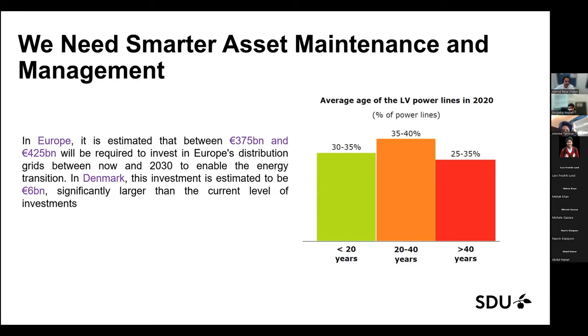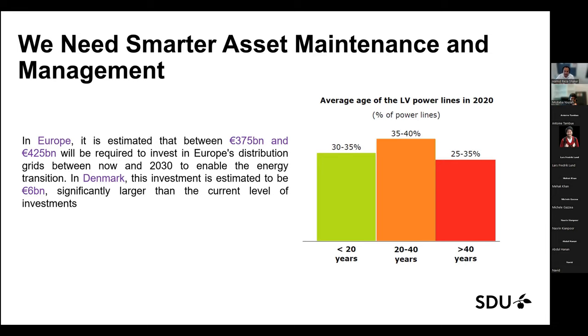But this is not the only issue that we are facing in the distribution system. We are also getting rid of our thermal power plants and nuclear power plants, and we move toward integrating more and more renewables, like PVs, and that puts a stress on our grid. Increased electrification in general also puts a stress on our grid and increases fault vulnerability.